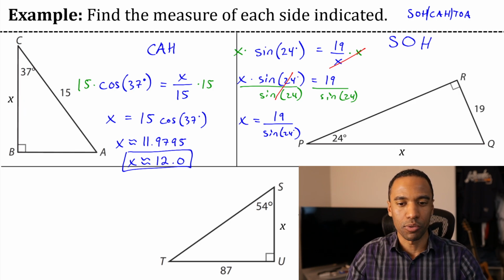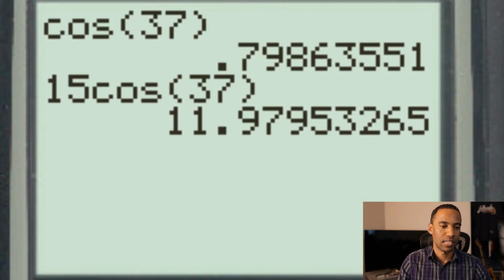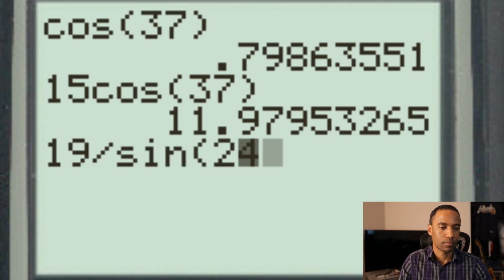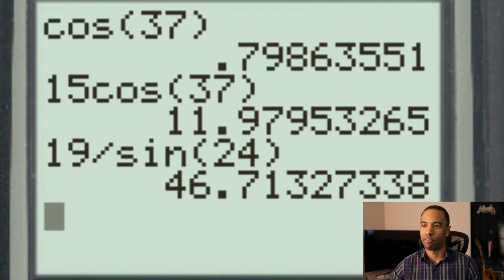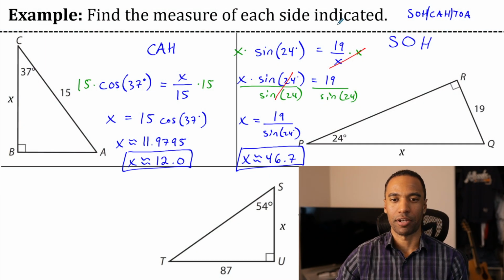Let's go ahead and compute that one. What is 19 divided by sine of 24? Even I don't know. I'm not even going to guess. Make sure you're in degrees on your calculator. And it's that number, 46.713. I'm just going to go ahead and write 46.7. X is about 46.7 units there. That is how long that hypotenuse is.